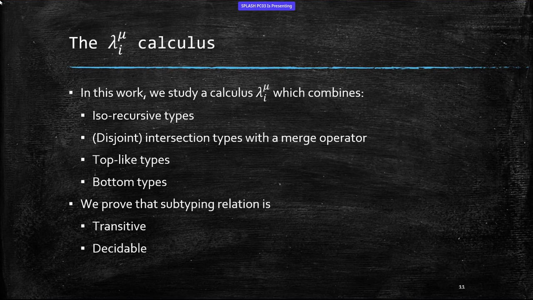In this work, for encoding such interfaces, we define a new calculus called lambda-i-mu, which combines iso-recursive types, disjoint intersection types, a merge operator, top-like types, and bottom types. We prove the subtyping relation is transitive and decidable.